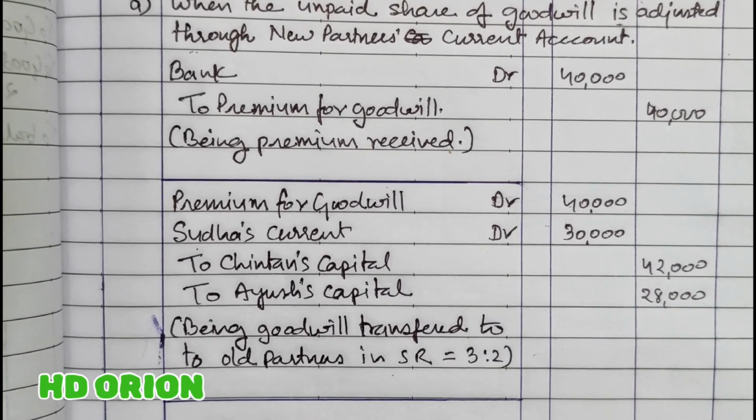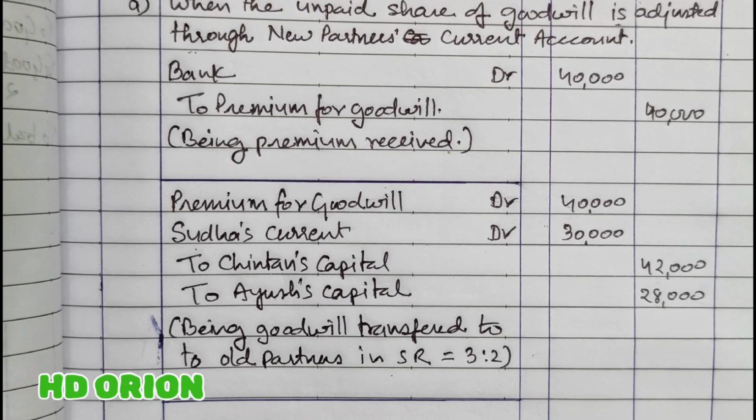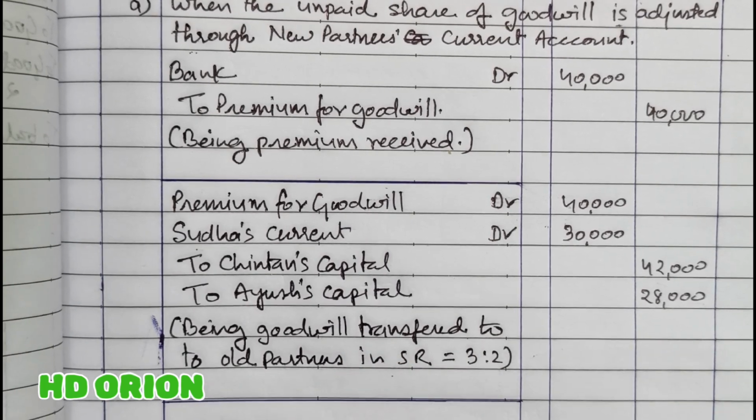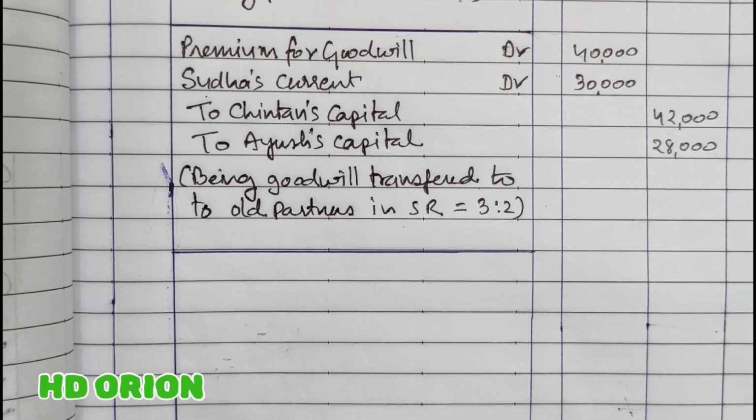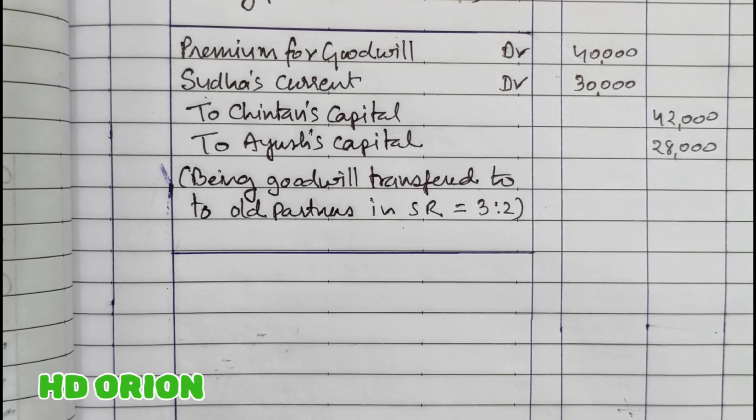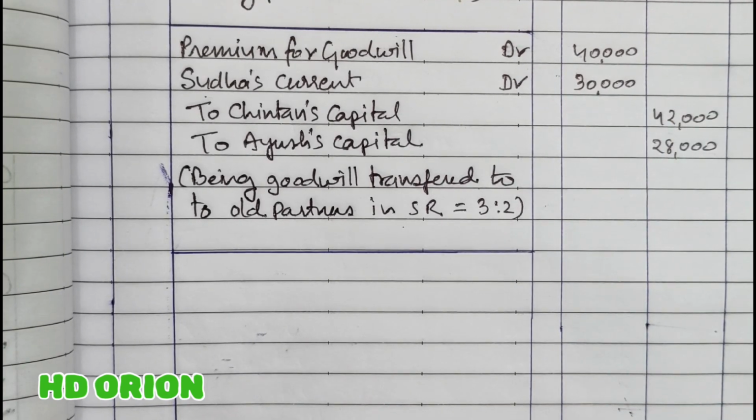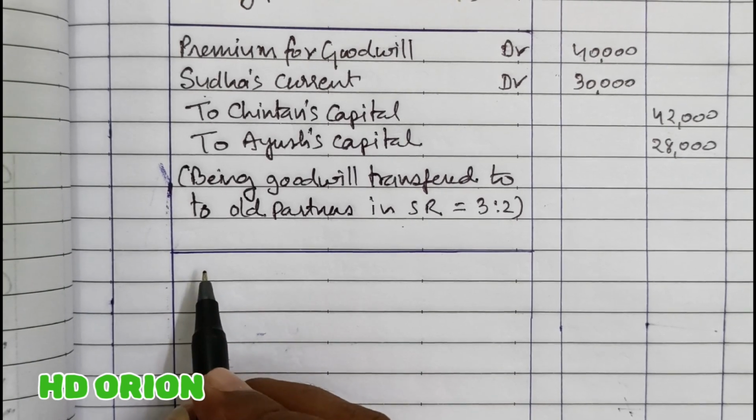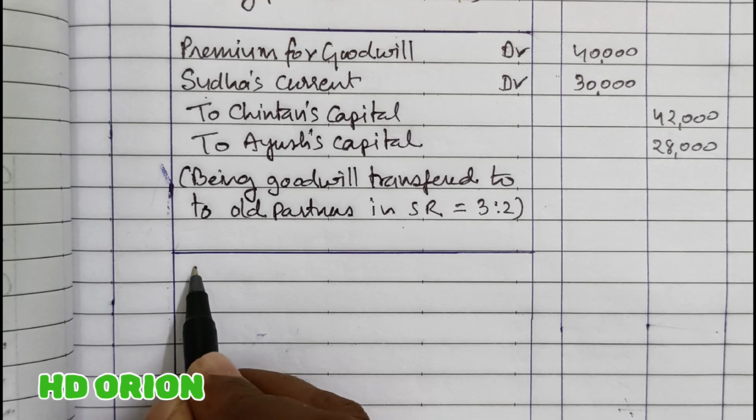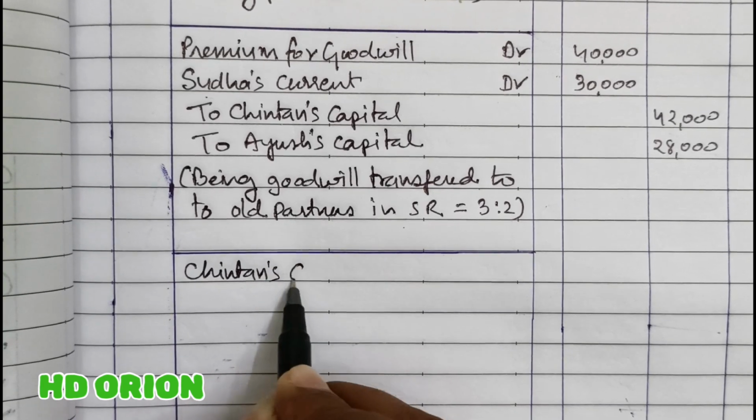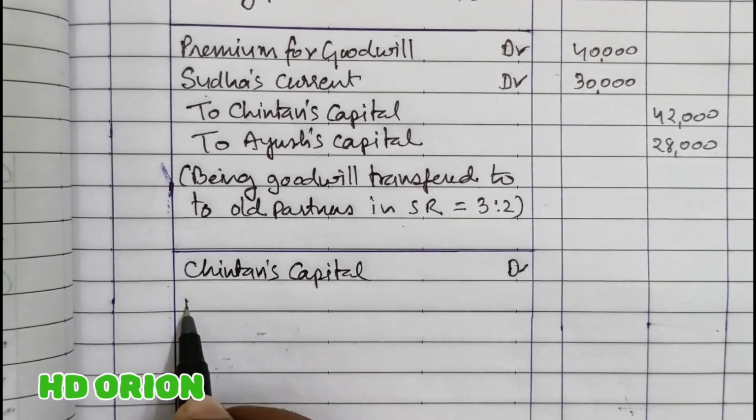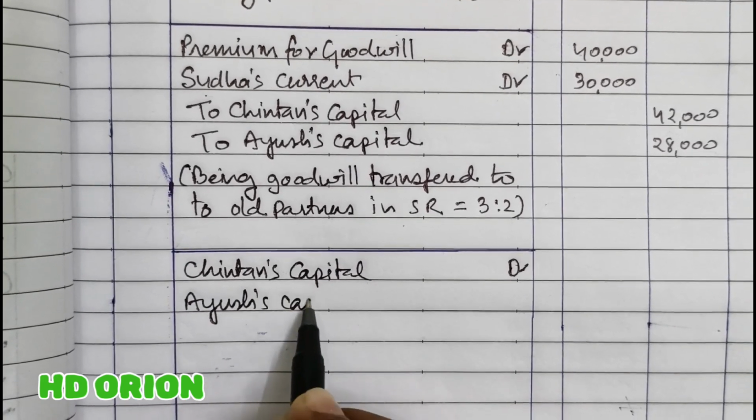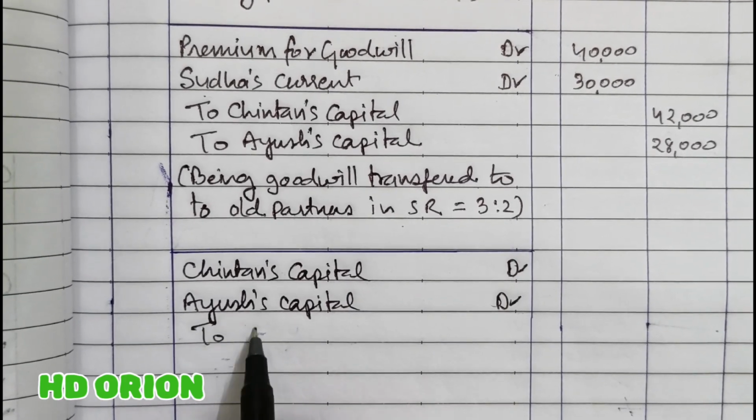So this way the treatment for Goodwill of the new partner will be done to the partners. But before the partner came into the partnership, there was an old Goodwill existing in the books of accounts. And this Goodwill is of Rs 40,000, which is also to be written off. All these three entries are done on the same date, so it doesn't matter whether you put the writing off of the existing Goodwill as the first entry or the last entry. In that case, old partners' capital accounts will be debited, Ayush also debited, to Goodwill account.